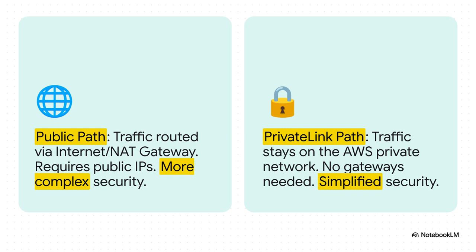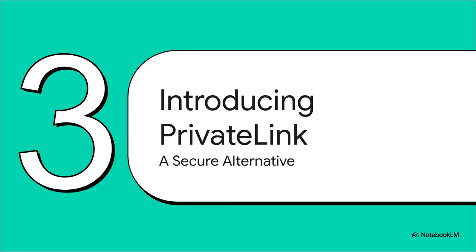So this really boils down to a fundamental choice. On one side, you have the public path. That's the old way, with more moving parts and way more security headaches. And on the other, you have the private link path, which is direct, simple, and a whole lot more secure. And that is where AWS PrivateLink enters the picture, offering a fundamentally better way to connect your cloud resources.